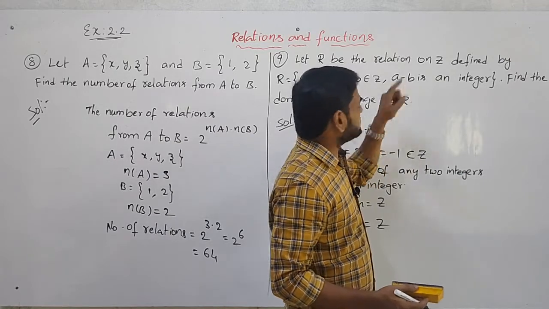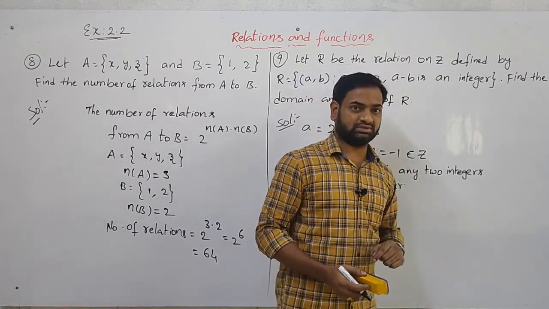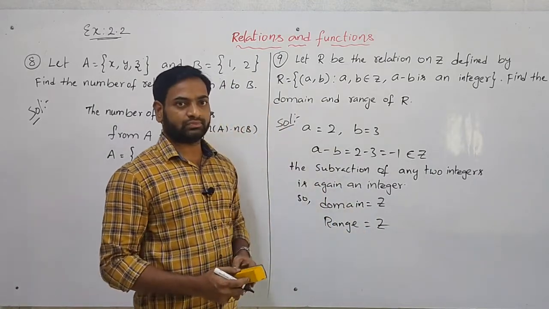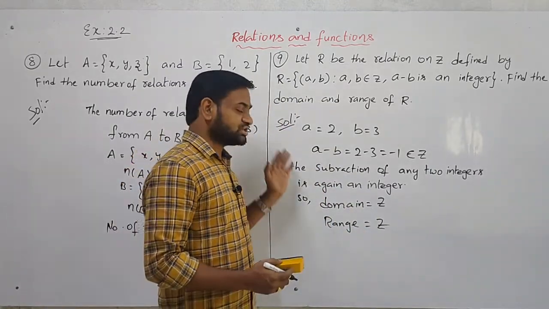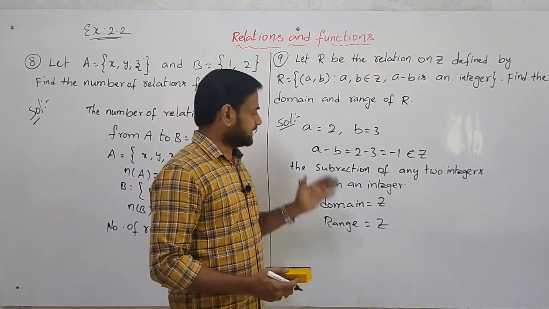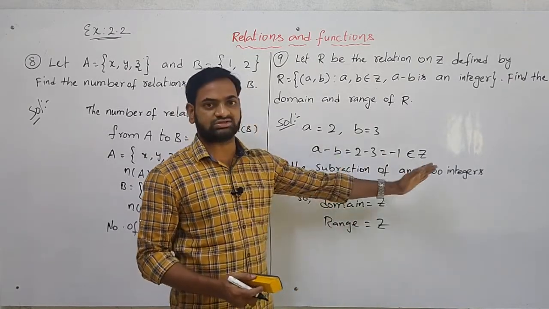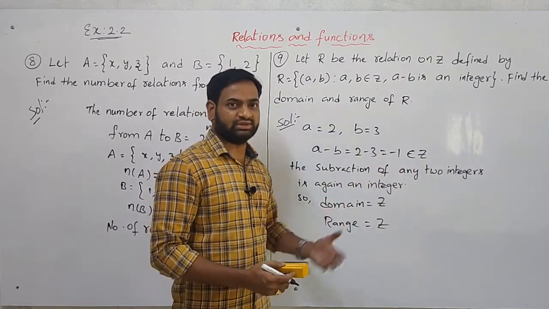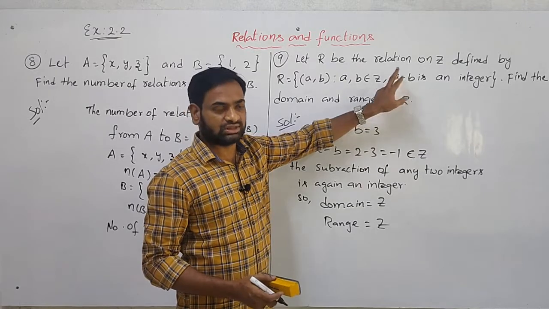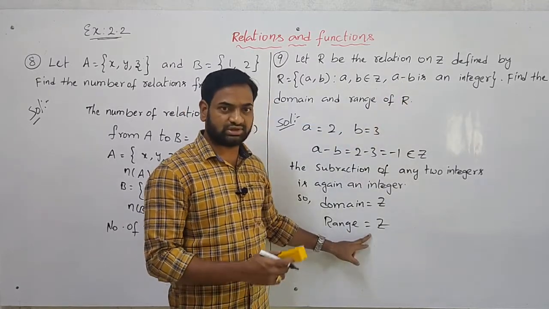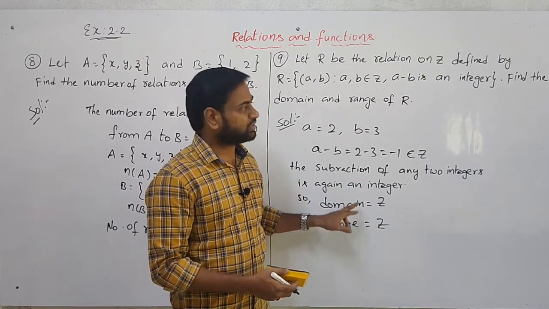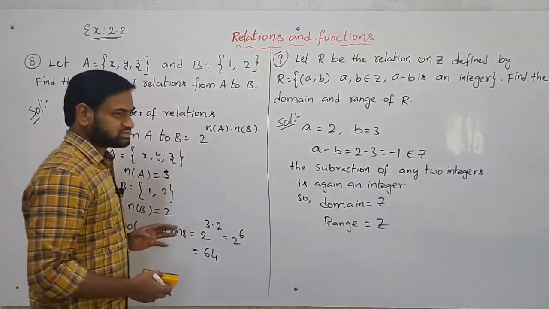Suppose he gives plus here, a plus b. The range is still the same, because the addition or subtraction of any two integers is again an integer. So if he gives plus here, then the range is integers and the domain is also integers. So that is exercise 2.2.